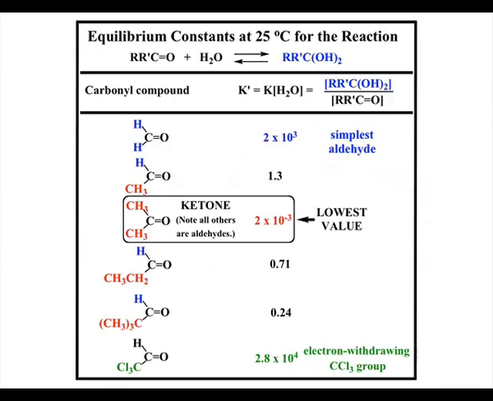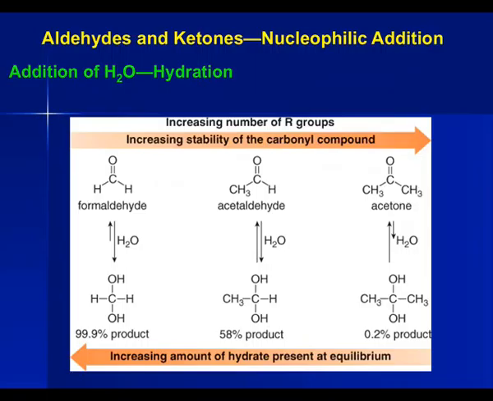Big bulky groups will favor the starting material. Small groups will slightly favor the product, and electron withdrawing groups will favor the product. Do I expect you to know those exact values? Absolutely not. I expect you to understand the trend of where the hydrate lies in terms of equilibrium. You just really need to know that aldehydes typically favor the products and ketones typically favor the reactants. That's the big take-home message, okay?